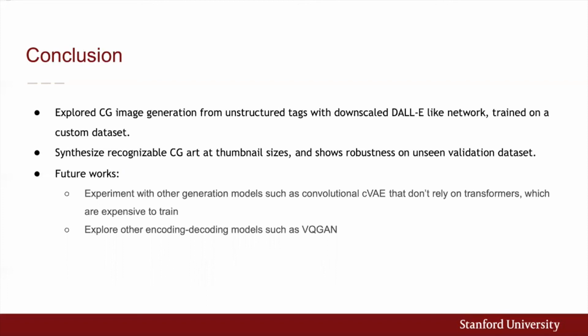In future work, we'd like to experiment with other generation models, such as conventional conditional VAEs that do not rely on transformers, which are really expensive to train. And we'd also like to explore other encoding and decoding models, such as VQGANs.